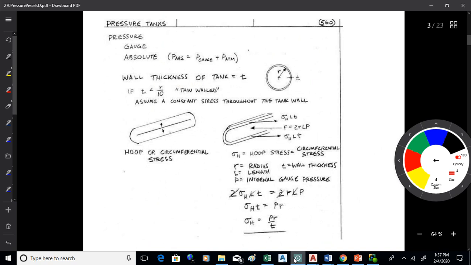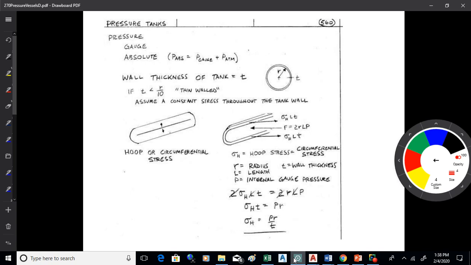Let's have a look at how we would analyze these. So pressure vessels, pressure tanks, whatever you want to call them. I'm on page 560. So we're doing thin-walled pressure tanks. Okay, thin-walled means the thickness of the tank is less than the radius divided by 10. That's what we're going to deal with. A thin-walled tank, you can assume a constant stress throughout the tank wall. That's what we're assuming here.